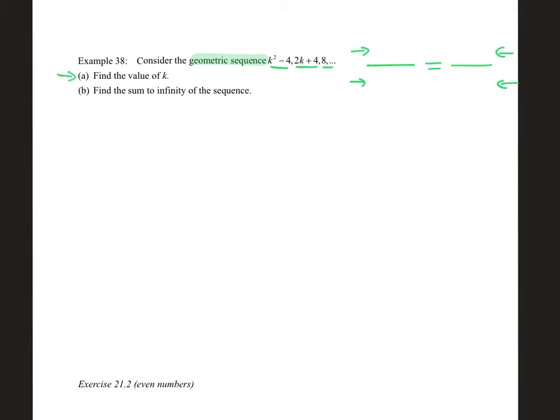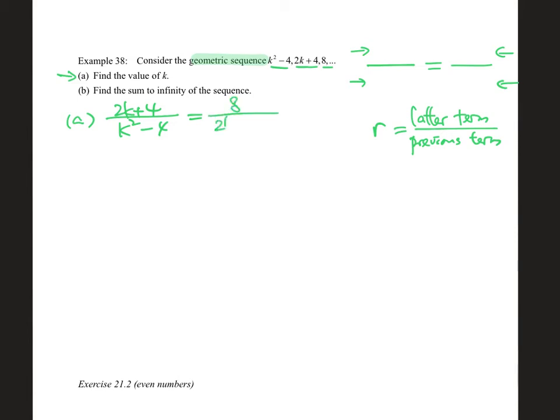So now you see I'm asking you to find the unknown of k. So as a result, the little trick will be: the common ratio in GS will be the latter term divided by the previous term. So which is now you have 2k plus 4, second term over previous term, k squared minus 4. You have 8, the third term, divided by the previous term, 2k plus 4.